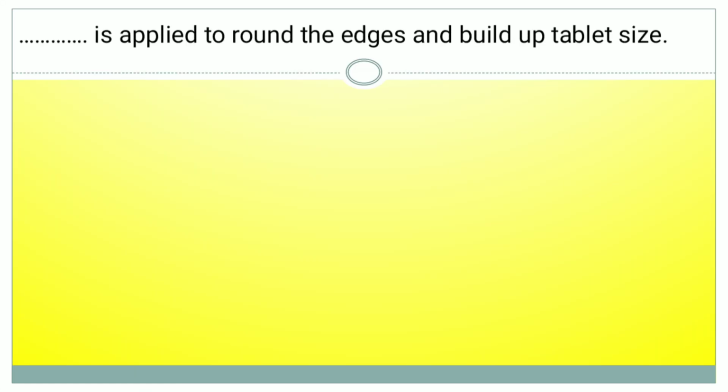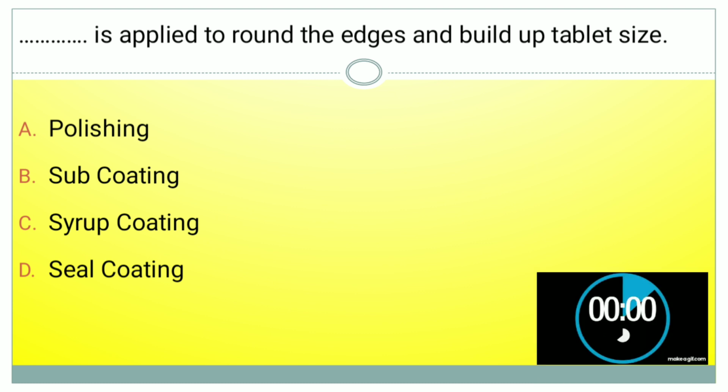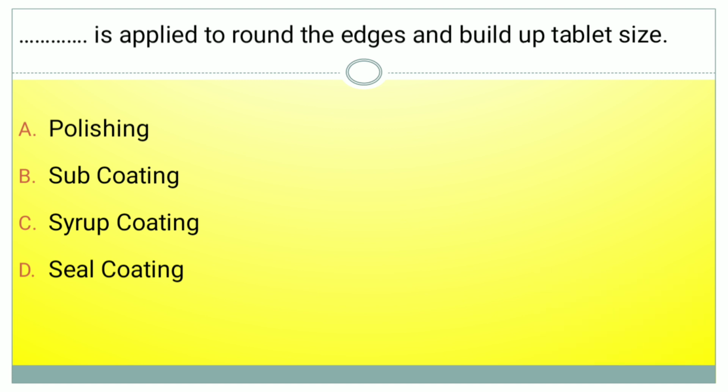Then moving to the second question. The question is, dash is applied to round the edge and build up tablet size. And the options to this question are: option A, polishing; option B, subcoating; option C, serif coating; and option D, seal coating. So again, you have 10 seconds to think over. Your time has already started. And the right answer to this question is subcoating.